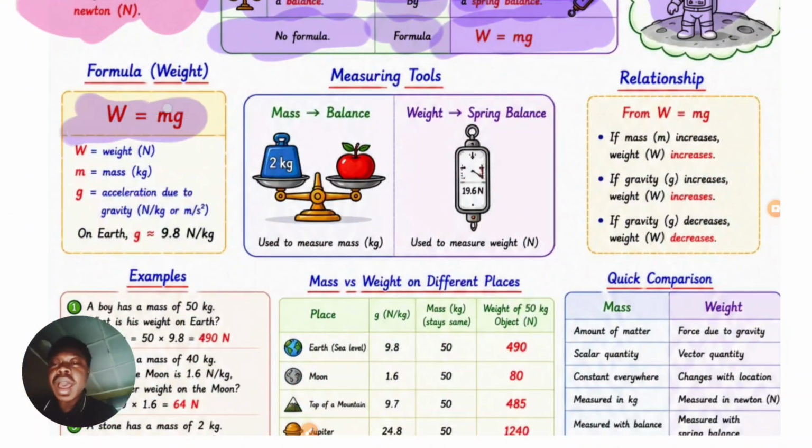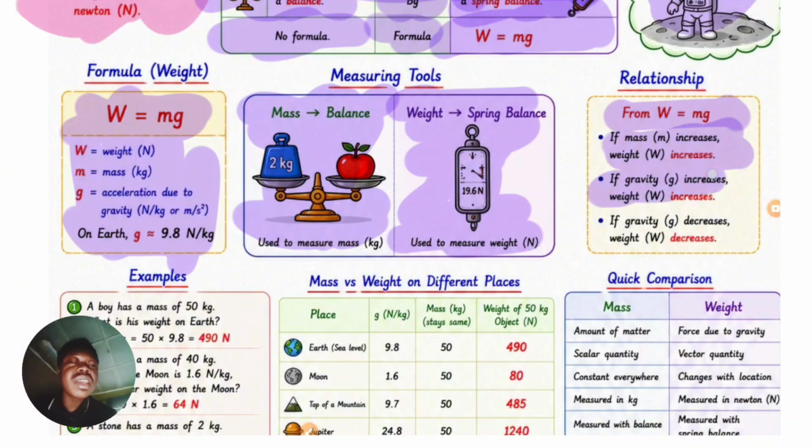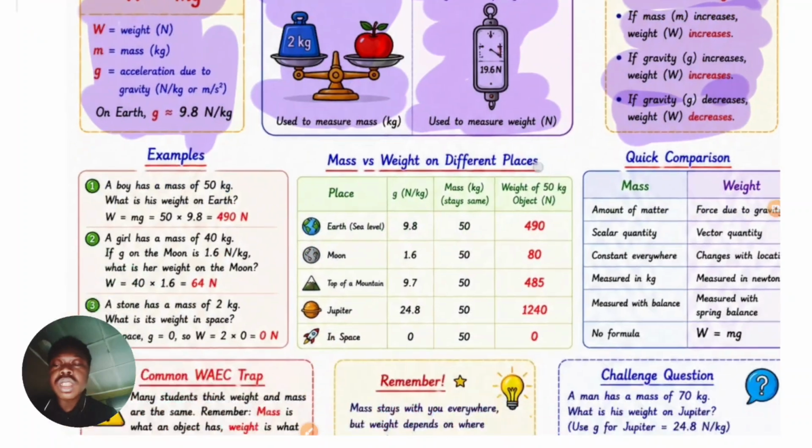Take note of our formula, which is very important, the differences, and the SI units. I've captured this for you, and based on the instrument we use in measuring mass and what we use in measuring weight, and then the relationship here, you can see that if mass increases, weight will increase. If gravity increases, weight will increase. If gravity decreases, weight will also decrease.